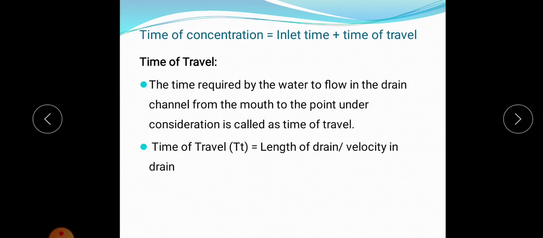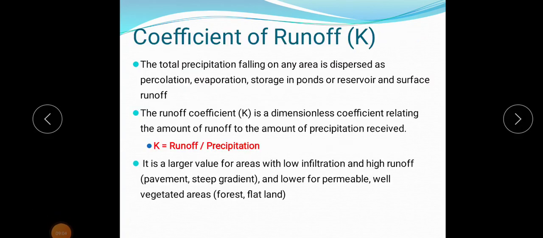Then time of travel means it is the time required by the water to flow in the drain channel from the mouth to the point under consideration. It's called time of travel. So it's actually channel flow. You have studied in fluid mechanics about open channel flow, pipe flow, etc. So this equation will be for channel flow. Time of travel is equal to length of drain divided by velocity in the drain. So this is the equation for calculating time of travel. So time of concentration is the sum of inlet time plus time of travel. Okay, so the next parameter under consideration is coefficient of runoff.